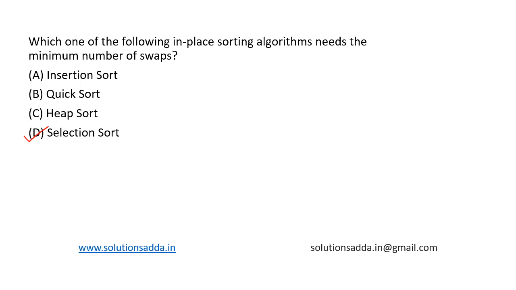Selection sort is an in-place sorting algorithm having the minimum number of swaps. It works on a greedy approach and takes order of n swaps for n elements. So option D, selection sort, is the correct answer.